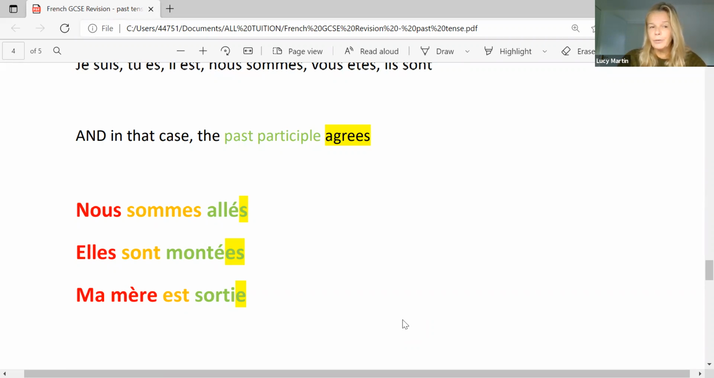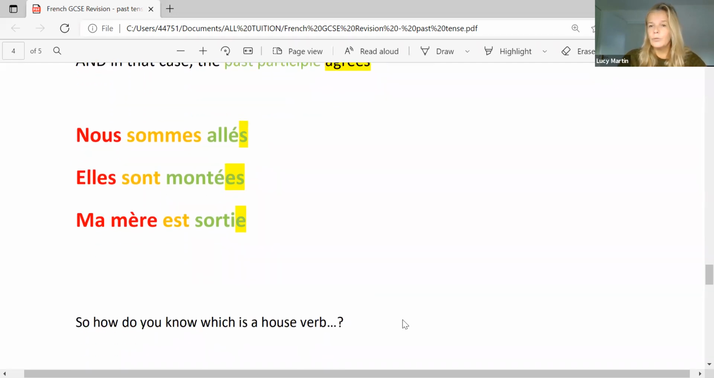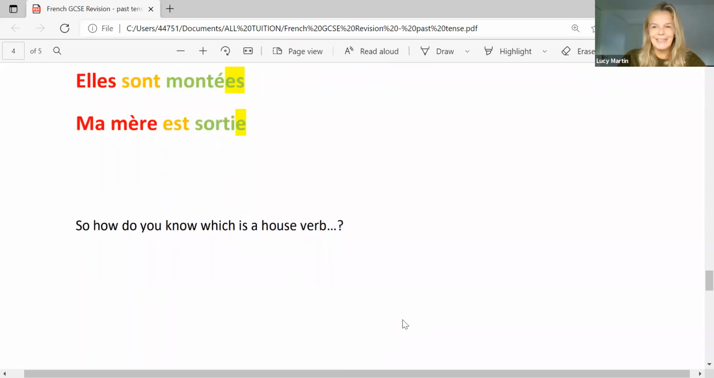The second one, however, we do know it's feminine. They, and in this case they are all female, went up, monter, to go up. It's a house verb, so we're going to agree, monter, and put an extra E and S. Ma mère est sortie, it's my mother, she's feminine, so sortie, which is my basic past participle, because IR verb sortir goes to I, we're adding an E onto it. How do you know which is a house verb? Here comes the picture.